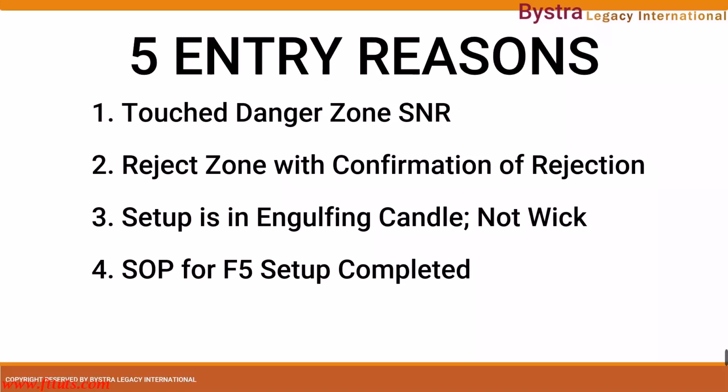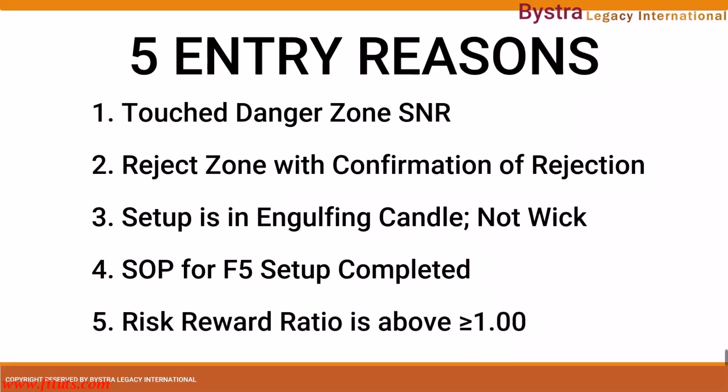Alright guys, hopefully you should be very familiar with the F5 setup by now. And the last reason, our risk reward ratio must always be above 1.0. Okay, so it means that if you risk 20 pips, your reward has to be at least a minimum of 21 pips. If can, the higher the better, then it will be a much better entry for us. Okay, so let's have a look at the example guys.